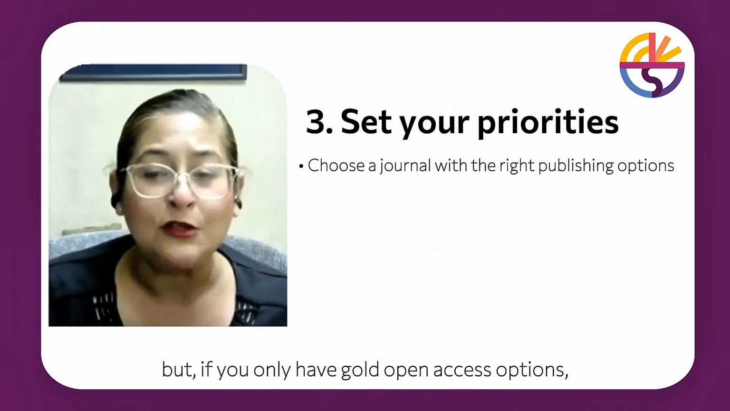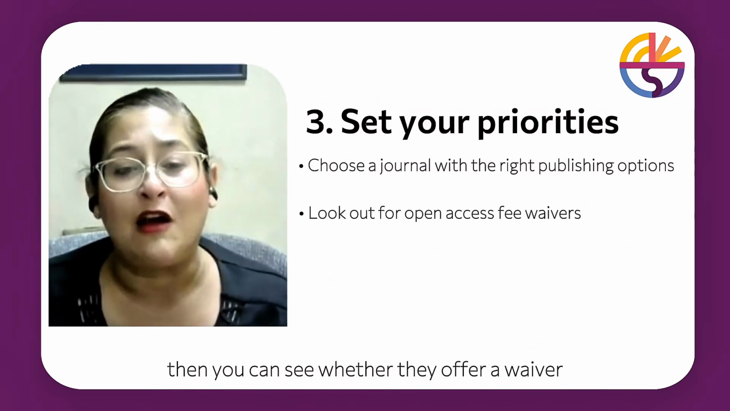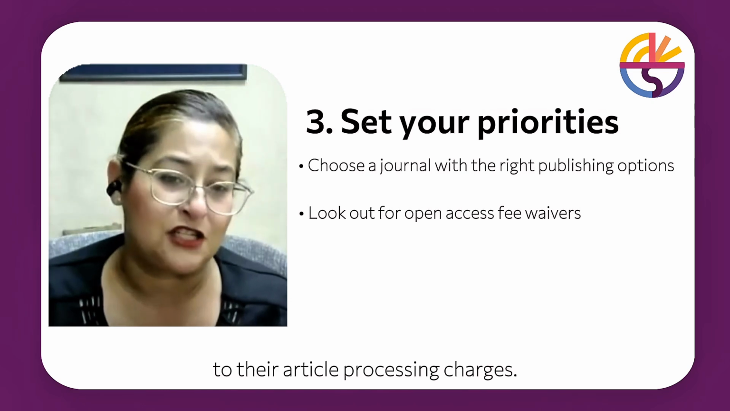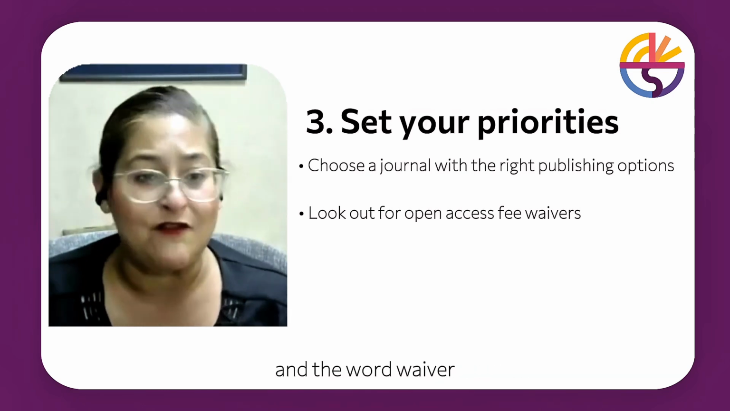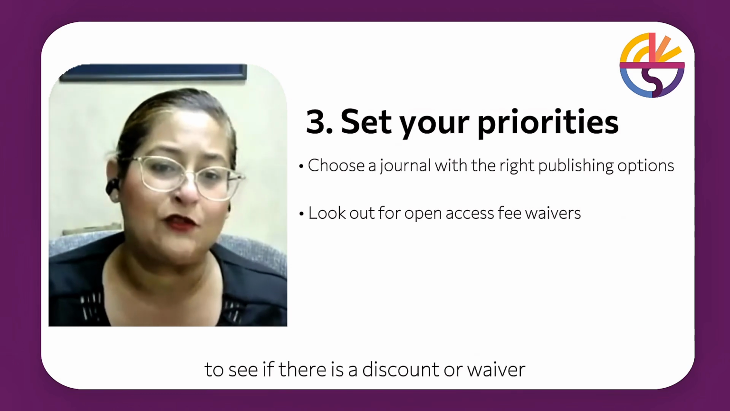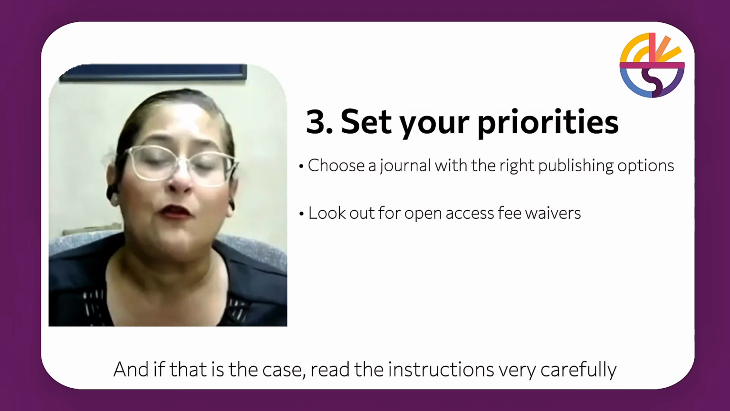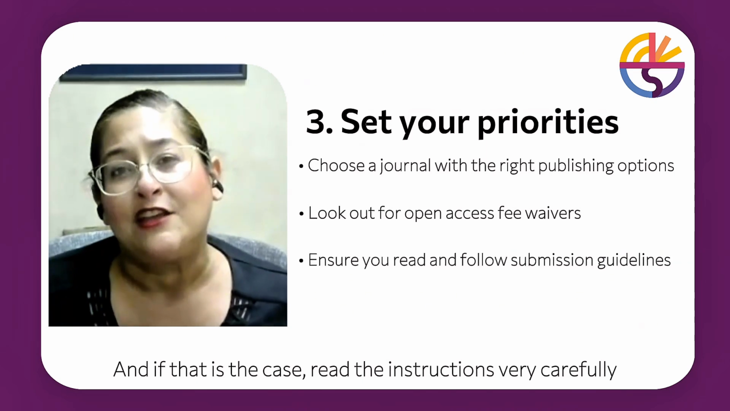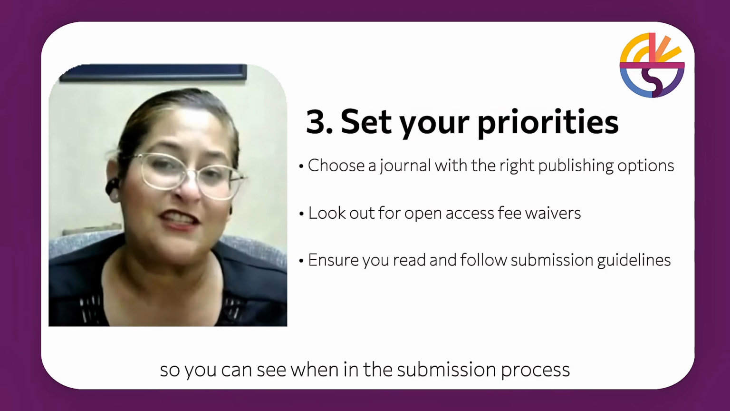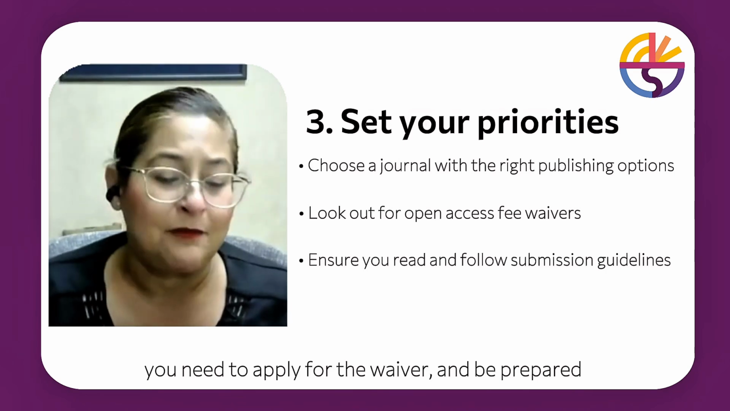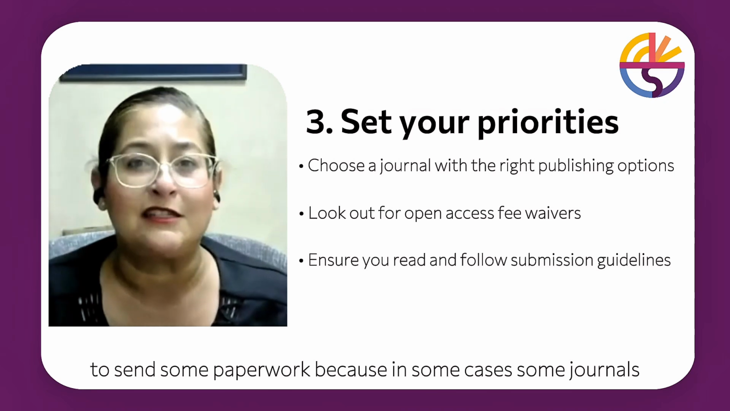But if you only have Gold Open Access options, then you can see whether they offer a waiver to their article processing charges. Simply search the name of the journal and the word waiver to see if there is a discount or waiver for researchers in your country. And if that's the case, read the instructions very carefully so you can see when in the submission process you need to apply for the waiver, and be prepared to send some paperwork because in some cases, some journals may require it.